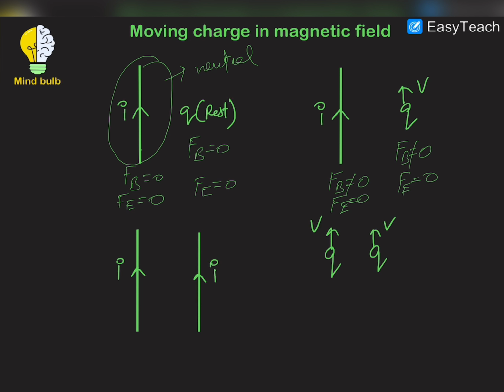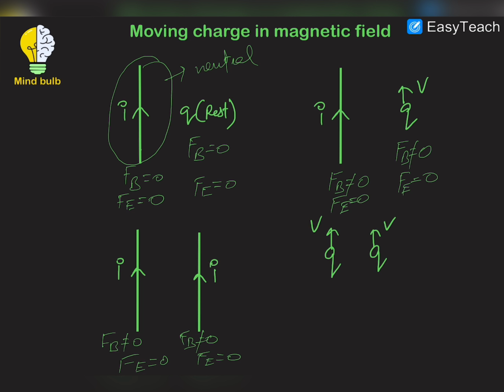Okay, now in the third case, we can say that there are two current carrying wires placed parallel to each other. So the magnetic force on both of them will not be zero because they both will be producing the magnetic fields, and the electric force on both of them will be zero because they both would not produce any electric field.